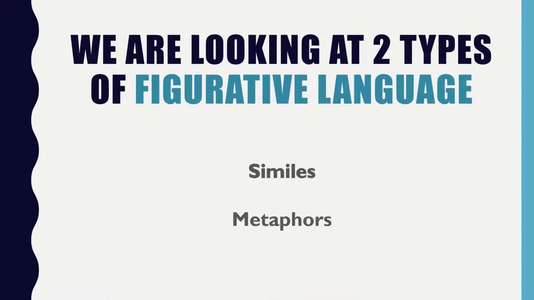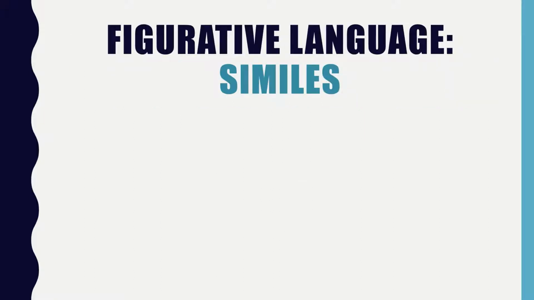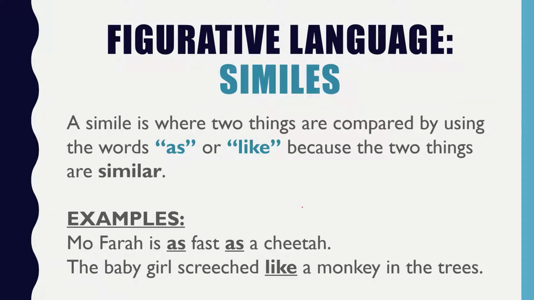Now today you're looking at two different types of figurative language, similes and metaphors. Let's start with similes. Now a simile is where two things are compared to one another using the words as or like in a sentence. And that's because we want people to think that those two things are similar in some way. For example, Mo Farah is as fast as a cheetah. He's not literally as fast as a cheetah, but we're trying to exaggerate, go over the top that he is fast by comparing him to the fastest mammal on Earth.